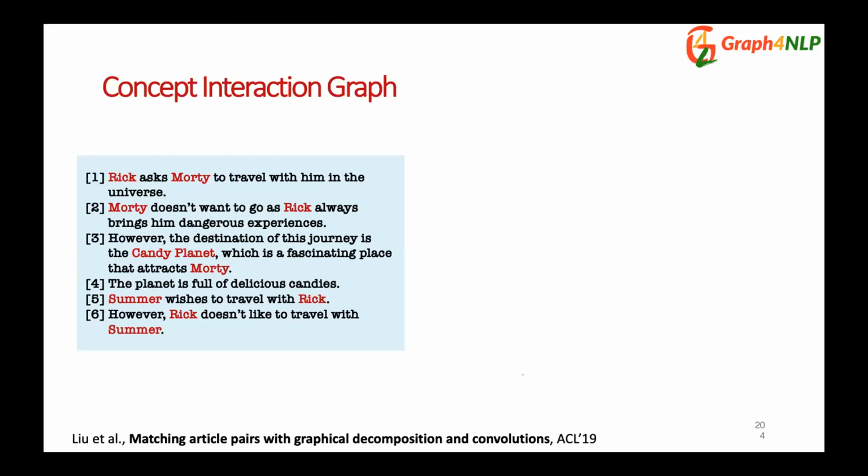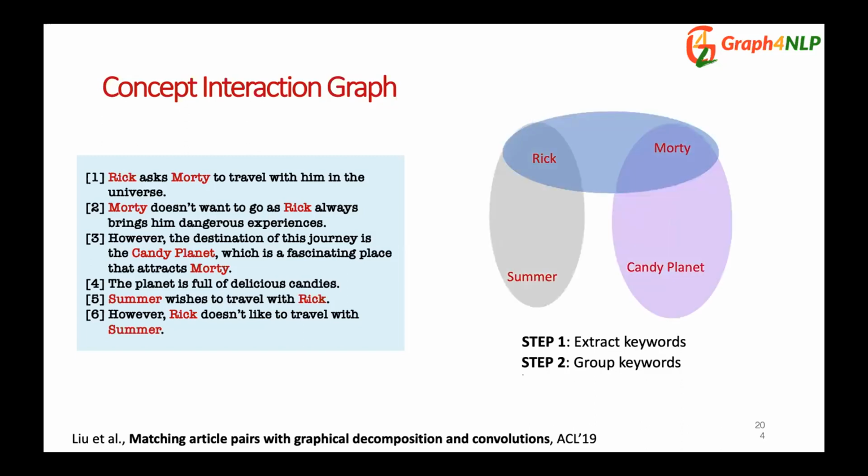To perform such distributed and parallel matching, we first propose the concept interaction graph to decompose the content of a long document into several parts. Here is a toy example. This toy document has six sentences. First, we extract the keywords in the document, denoted by these red words. Then we perform community detection for these keywords.